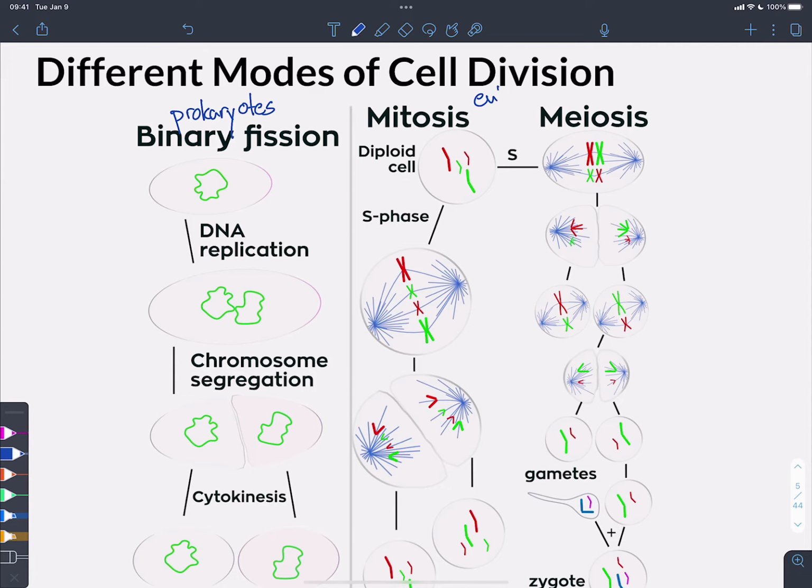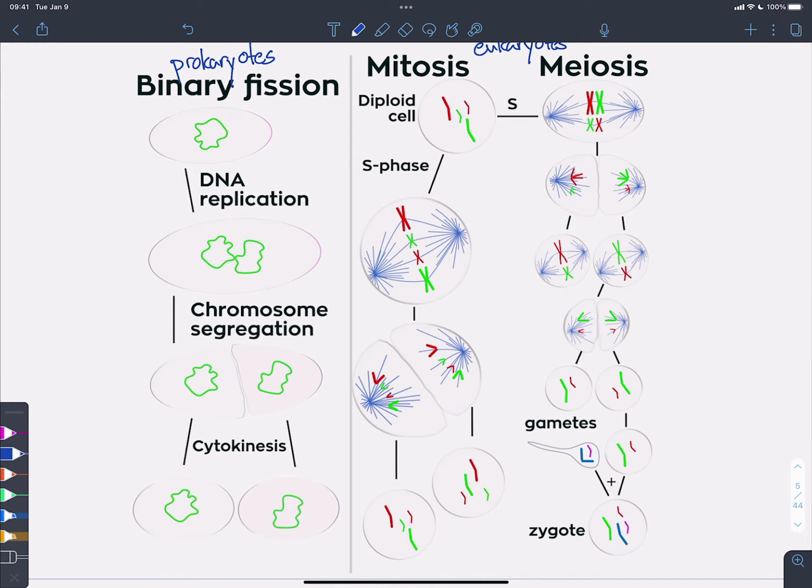Eukaryotes are going to use two different mechanisms of cell division. We've got mitosis and meiosis. Mitosis is going to be used for growth and repair, and actually for most cells it's going to be used for reproduction as well, what we call asexual reproduction, where one cell is just making a copy of itself. Meiosis is going to be used for sexual reproduction, and really only for sexual reproduction.